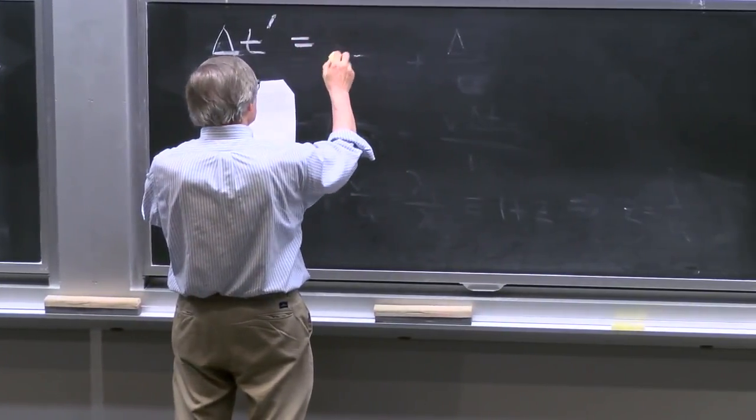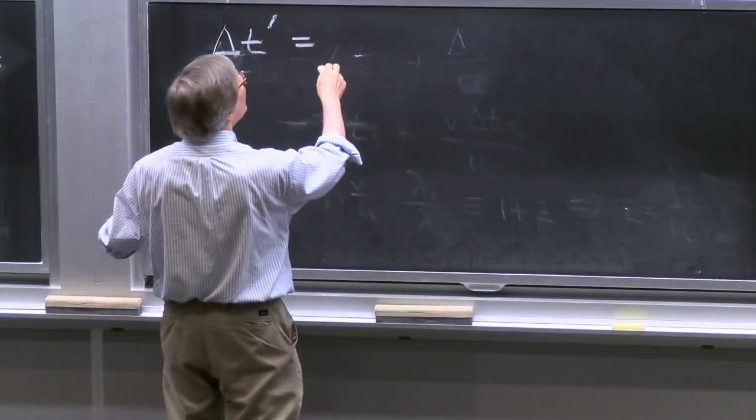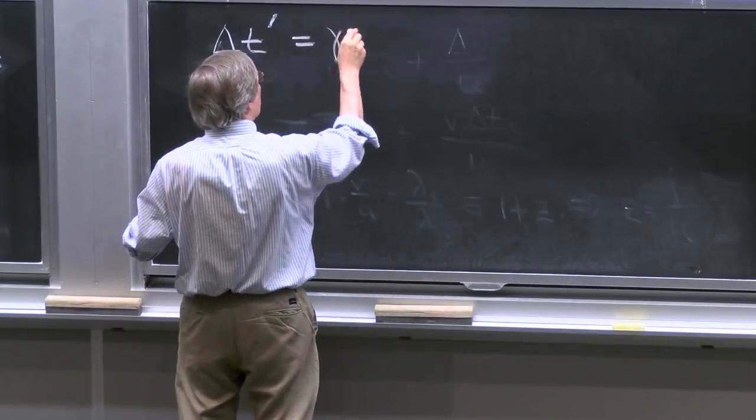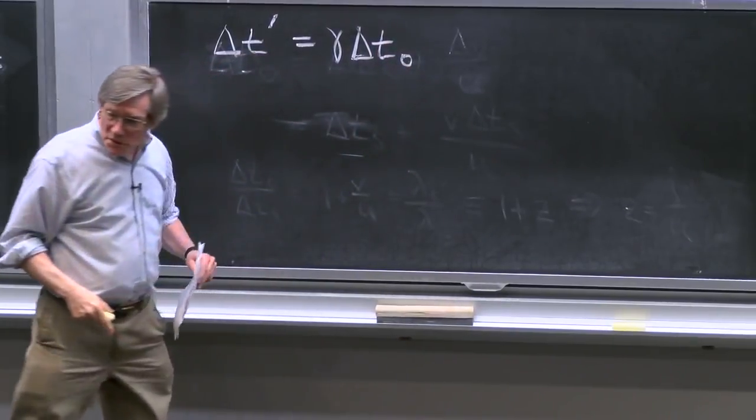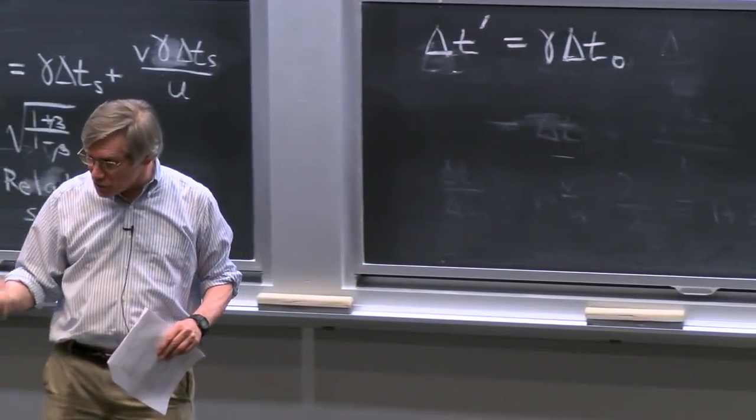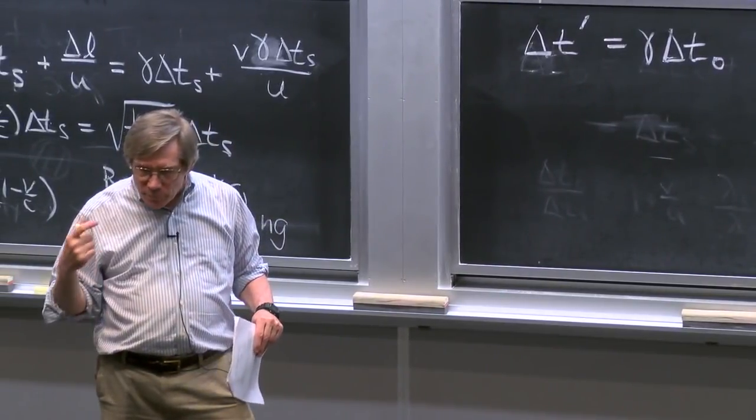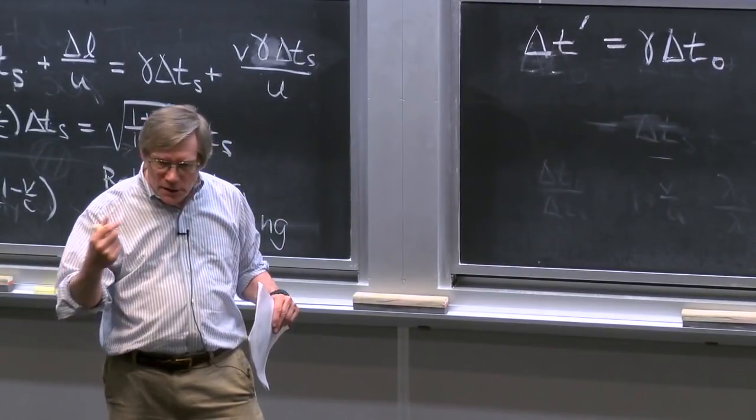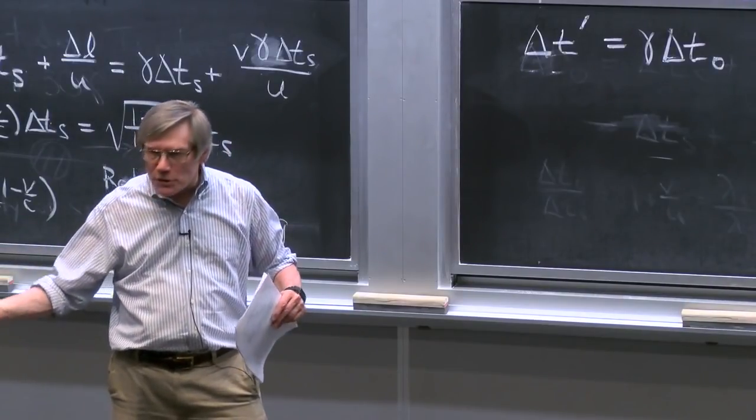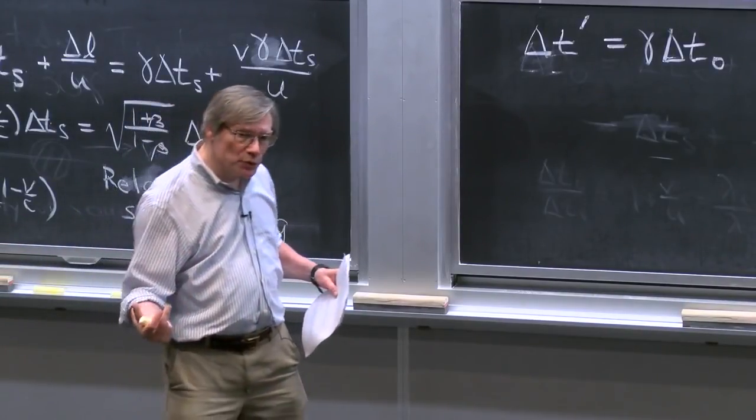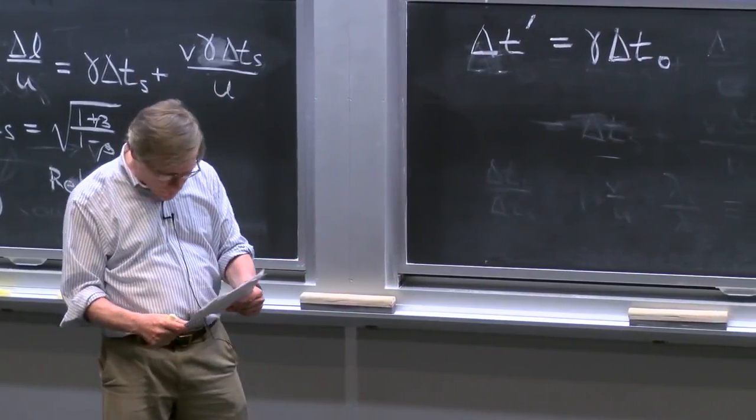And it is equal to gamma times delta t sub 0, where delta t sub 0 is the time as it would actually be measured on the observer's clock. So we're keeping the labels S and O to mean what would actually be measured on the clocks at the source and at the observer. That's what we're trying to establish a relationship between.